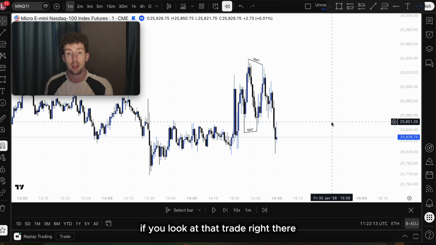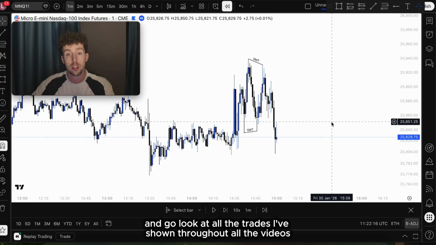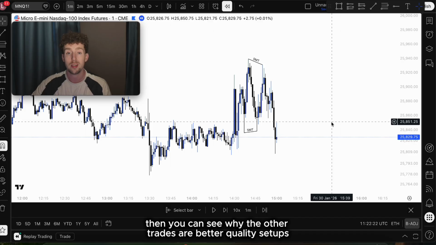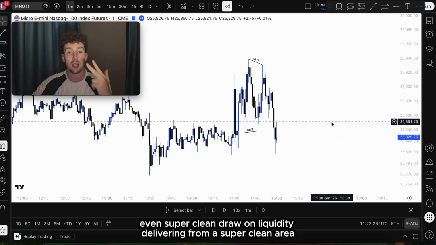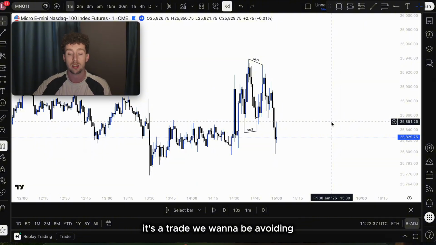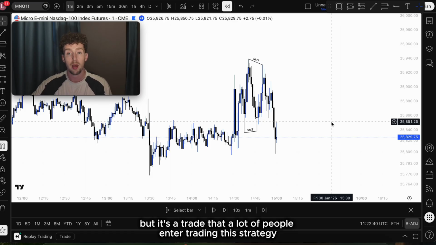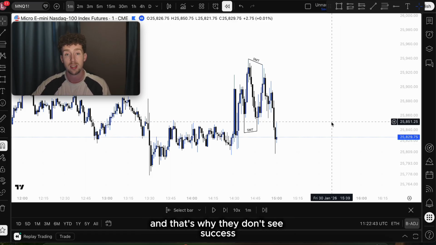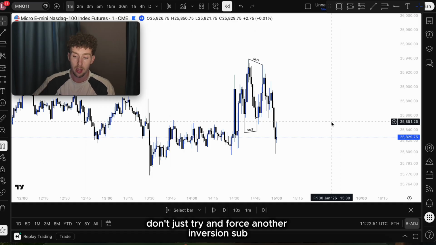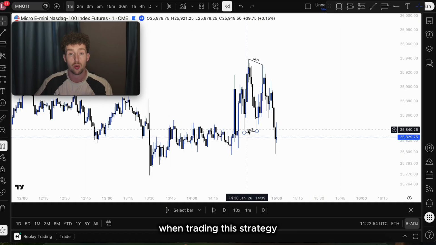If you look at that trade I just showed and go look at all the trades I've shown throughout all the videos, you should have them journaled in Notion as I explained, then you can see why the other trades are better quality setups, better inversions, doesn't take the break even, super clean draw on liquidity, delivering from a super clean area. You can't say a lot of those things about this trade here, so it's a less high quality setup. It's a trade we want to be avoiding, but it's a trade that a lot of people enter trading this strategy, and that's why they don't see success, because they get caught up trying to take a trade every single day. Even if you miss a high quality setup, don't just try and force another inversion setup. These are the type of trades we're looking to avoid when trading this strategy.